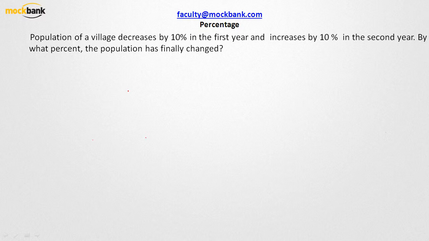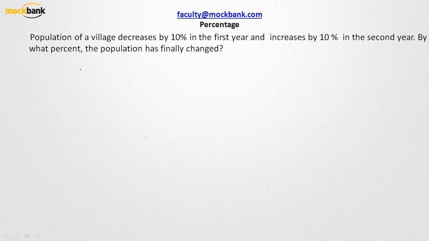It says that the population of a village decreases by 10% in the first year and then increases by 10% in the second year. So by what percent has the population finally changed? There are two methods that we will be discussing in this video. One for sure is the AB formula.